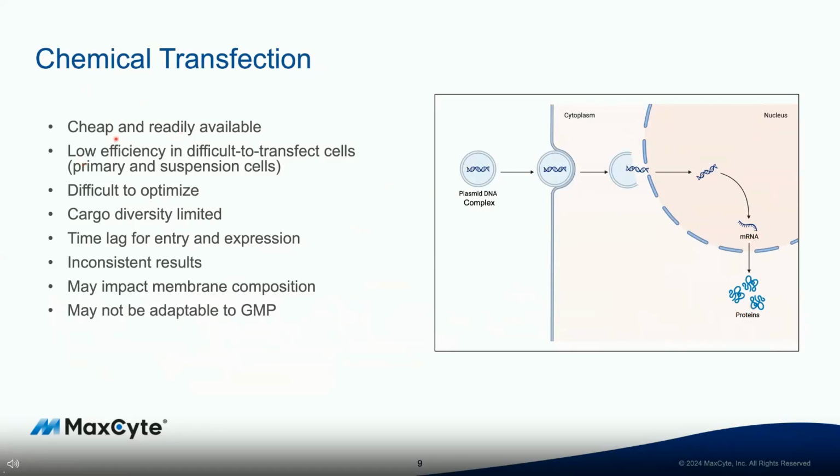So this method is cheap and readily available, but there are sometimes challenges with low efficiency and difficult to transfect cells. For example, primary cells or suspension cells, it can be difficult to optimize for higher efficiency. You are limited sometimes in the cargo diversity that can be loaded, especially if the charge is not highly negative. There is a time lag for entry and expression of the molecule, and there is batch-to-batch variation and inconsistent results to consider, as well as this may affect the membrane composition and may not be adaptable for GMP processes.